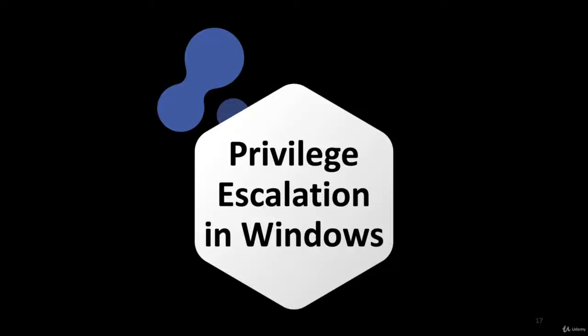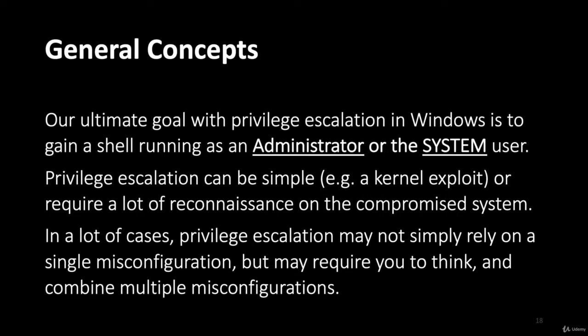Privilege escalation in Windows. Our ultimate goal with privilege escalation in Windows is to gain a shell running as an administrator user or the system user. Privilege escalation can be simple, like with a kernel exploit, or require a lot of reconnaissance on the compromised system. In a lot of cases, privilege escalation may not simply rely on a single misconfiguration, but may require you to think and combine multiple misconfigurations.